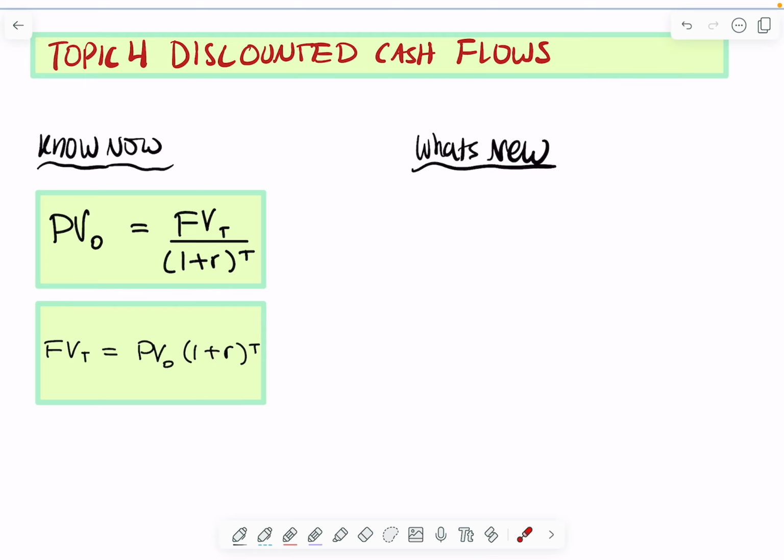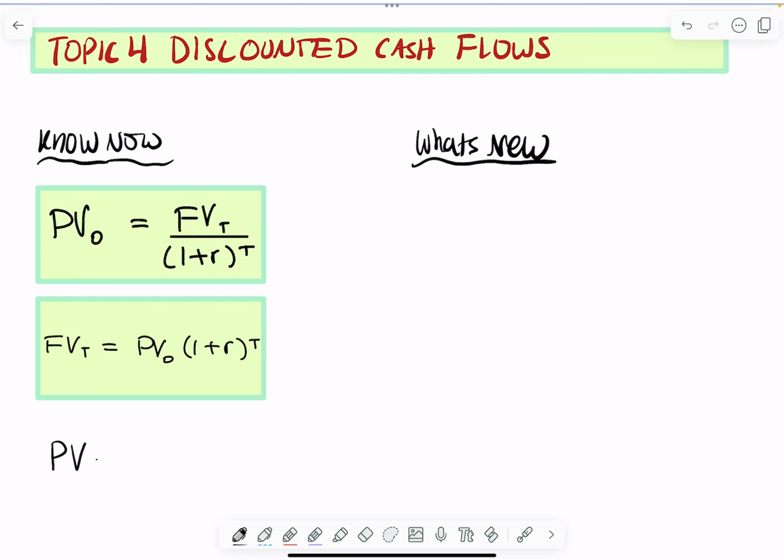Welcome to topic 4, discounted cash flows. Let's start with what you already know. We already know how to take the value of money in the present and find out how much it's going to be worth in the future.